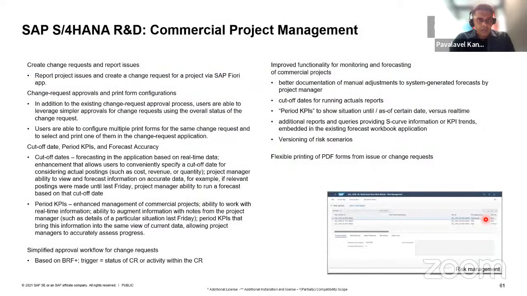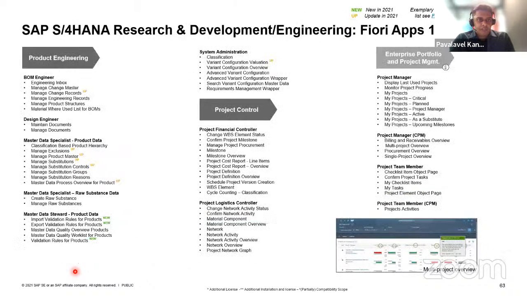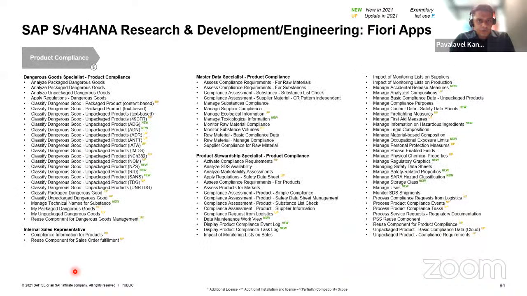Then this is more about what is available in CPM. CPM has additional functionalities of change request creation, reporting issues. You can print forms. You can report KPIs, periodic KPIs. So you have an approval flow trigger for change request based on BRF plus. And these are the different Fiori apps which are available for research and development engineering as a part of S4HANA.